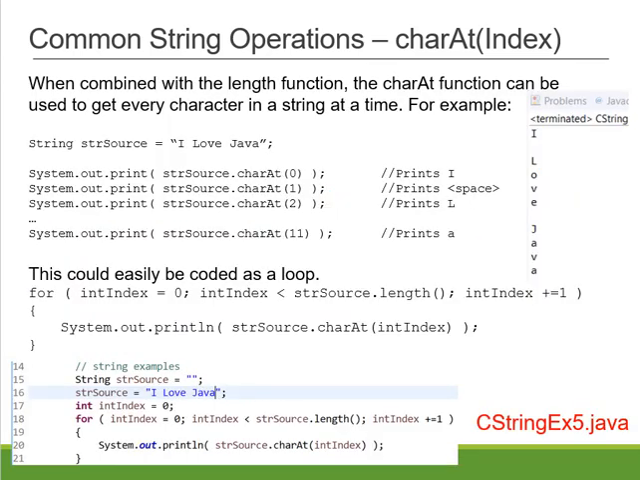This slide demonstrates how to combine the length function and the charAt function to get every character in the string. You can use a for loop to print the contents of the string. The output of this program is on the right side of the screen. The for loop is printing each letter of the string on the console line, and you can see that in lines 18, 19, 20, and 21.